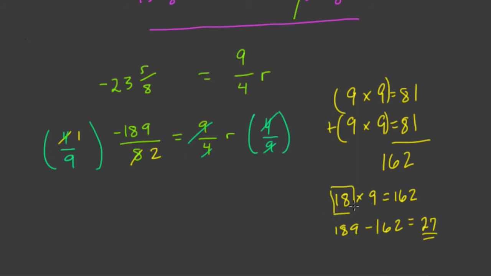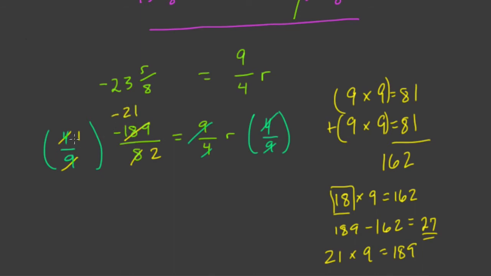So we had 18 nines before. We need 3 more. That's 21 nines. You could check it. 21 times 9 is 189. What just happened? Well, we just realized that 9 goes into negative 189 21 times. So it's really negative 21.